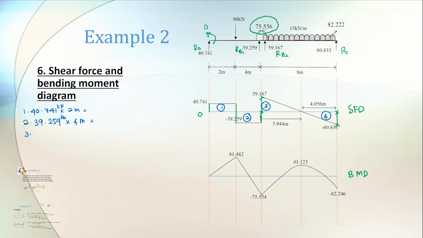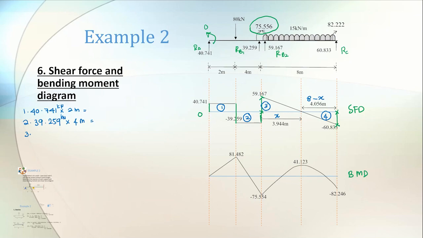So for the triangle, the way we calculate it, we need to find first, because this 3.944 I already calculated, but you don't actually know what this value is. So here I just put X first, and for this one the length should be 8 minus X, because the length of BC is actually 8 meter.